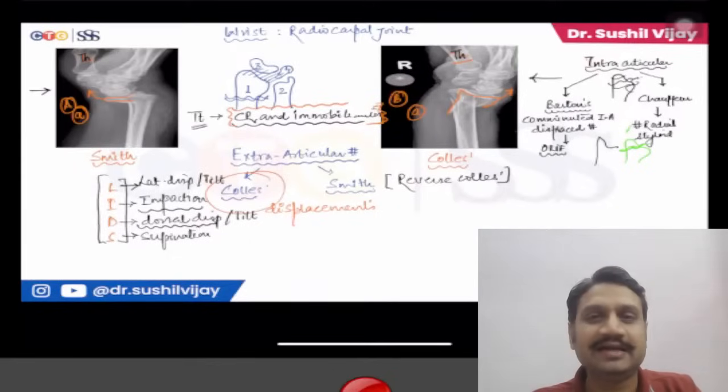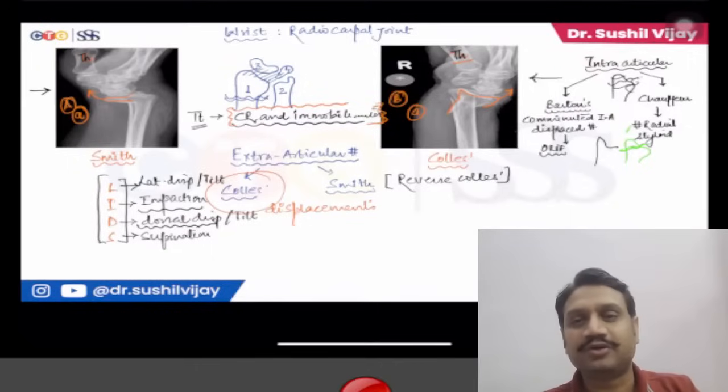Rest of the images I'll try to cover from all the other sections: bone tumors, infections, pediatric disorders, joints, every other image I'm going to cover there, right?